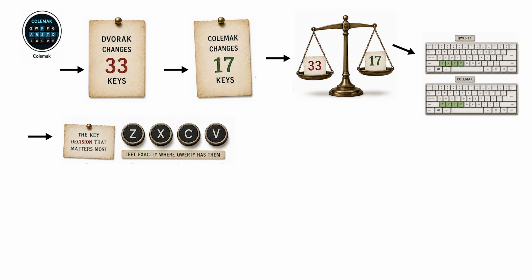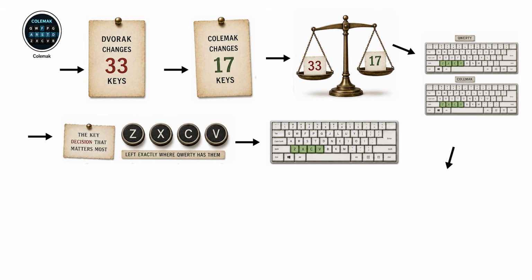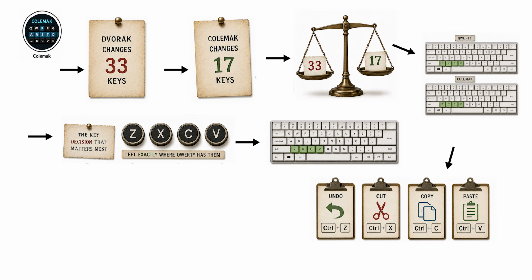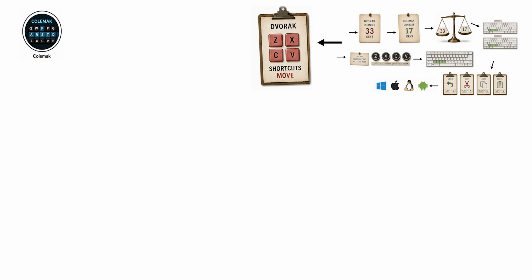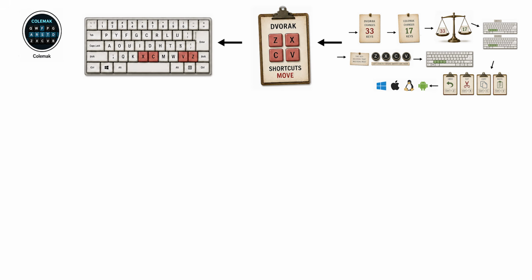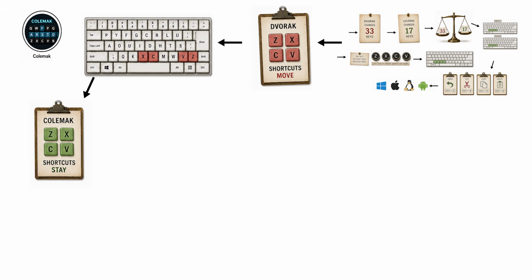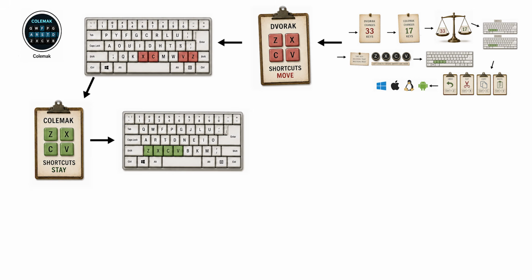Colemak deliberately left Z, X, C, and V exactly where QWERTY has them. Those 4 keys are the universal shortcuts for undo, cut, copy, and paste on every major operating system. Switch to Dvorak and all 4 shortcuts move to unfamiliar positions simultaneously, on top of every letter you already had to relearn. Switch to Colemak and your muscle memory for those 4 shortcuts stays completely intact while everything else improves around it.